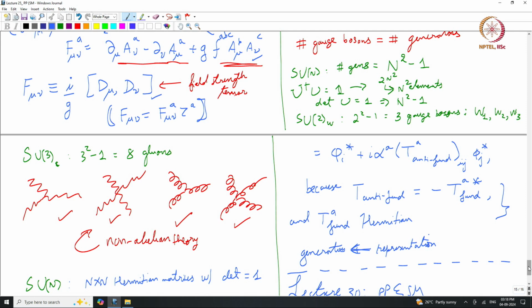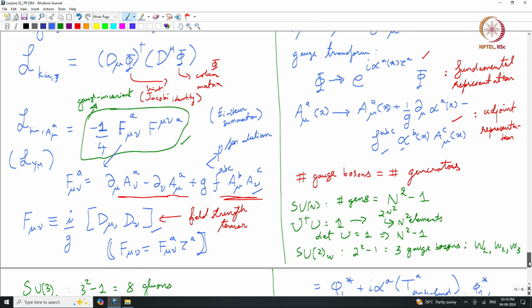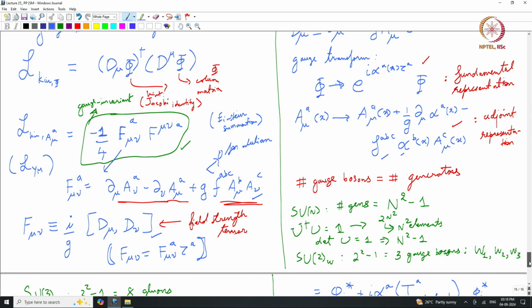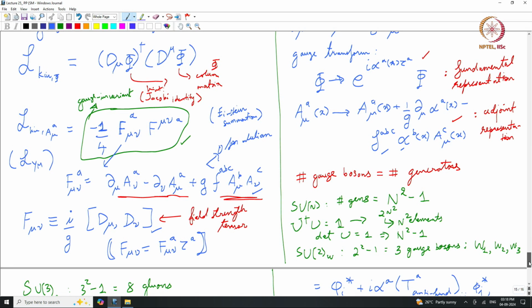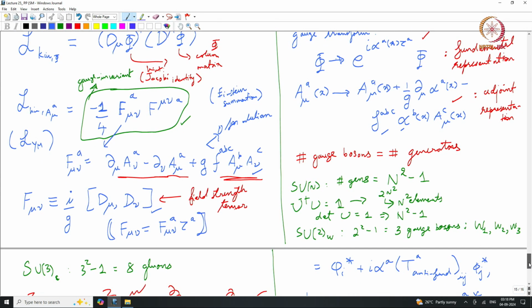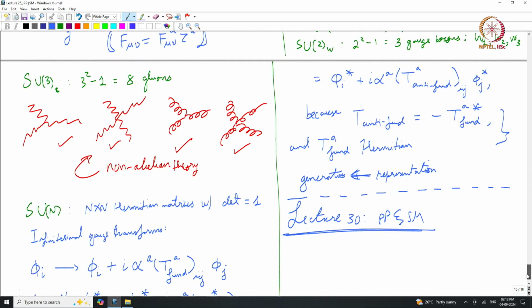And one other thing we saw was that the number of generators is forced to be the number of gauge bosons, rather the other way around. The number of gauge bosons that you have is forced to be the number of generators, and we saw that that is because the gauge bosons actually live in the adjoint representation of the group. And we were on our way to see what the adjoint representation meant.